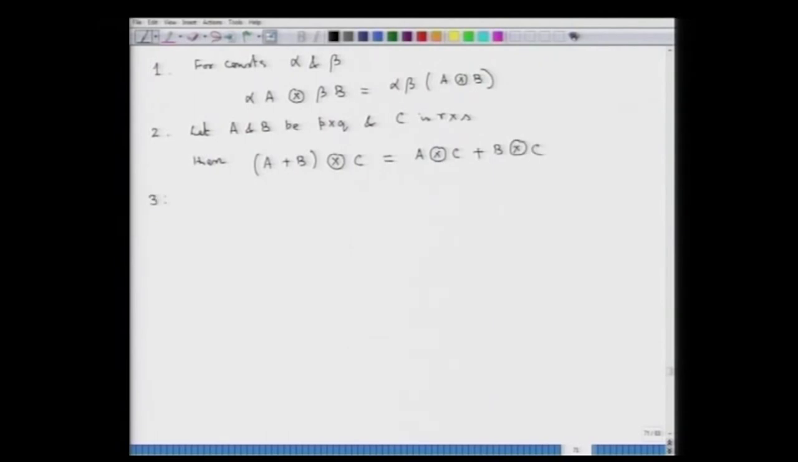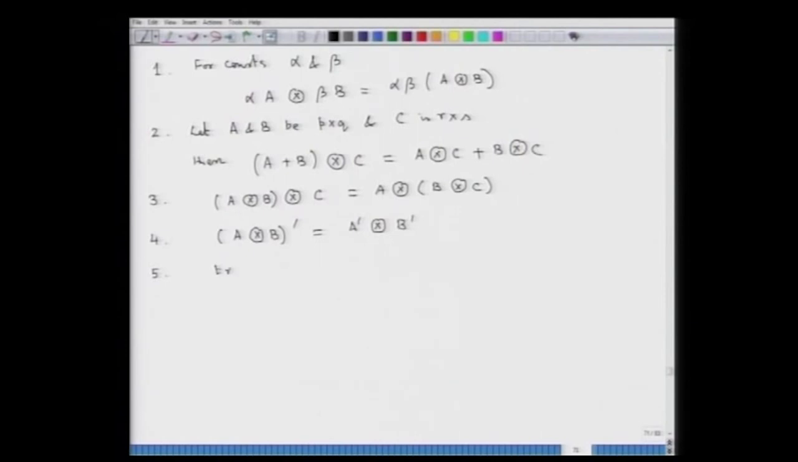Now, the third result that we might require is that suppose we have A, B, C three matrices such that the following multiplications are possible. If we have A Kronecker product B being taken in terms of Kronecker product with another matrix C, then this is equivalent to A Kronecker product of B Kronecker product C. Now, the fourth result is what if we have A Kronecker product B transposed, then that would be given by A transpose Kronecker product B transpose.